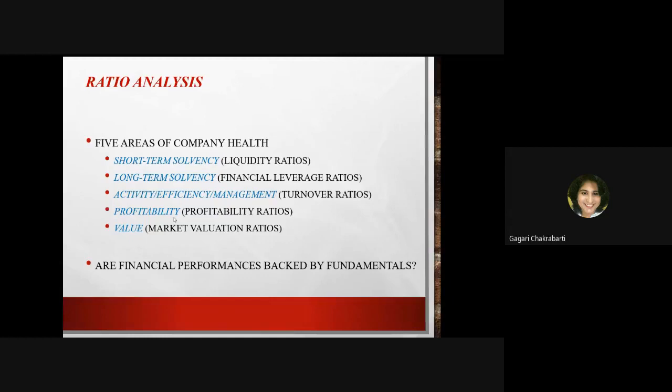So these are the 5 areas, and now we shall try to define some of the major indicators. I'll be only defining, and whether the higher the ratio is good or lower the ratio is good, we shall be going into only those things, right? And then we shall be using the data to find out the investment potential of a particular firm.